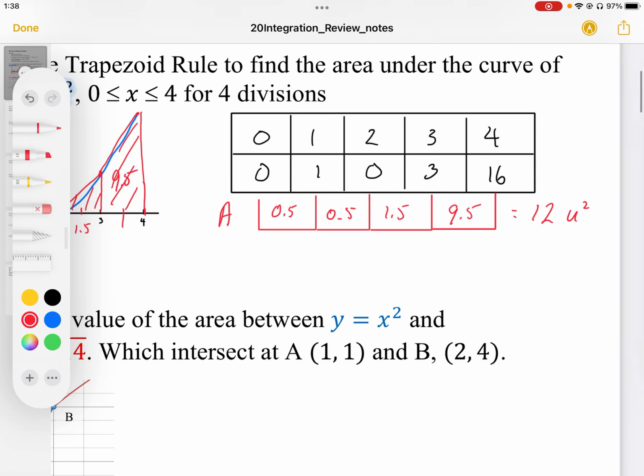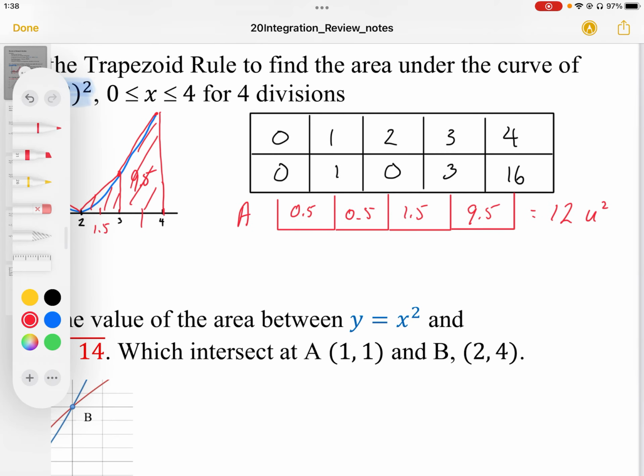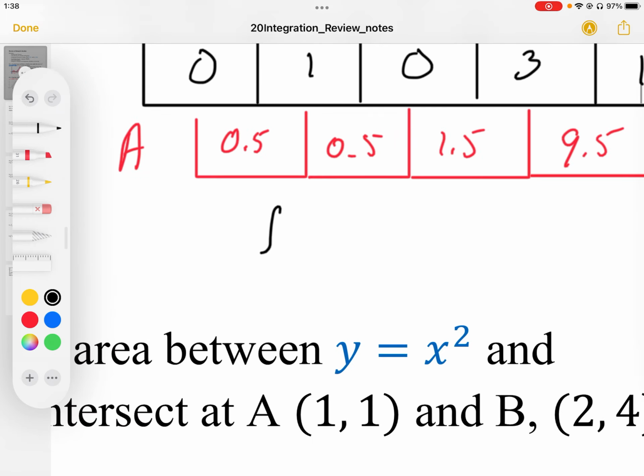So what we're going to do is compare this to the actual integral. We can actually work out the actual integral of this because we can integrate this function. So integrating this function, we're going to compare. I'm just going to zoom in a bit here.